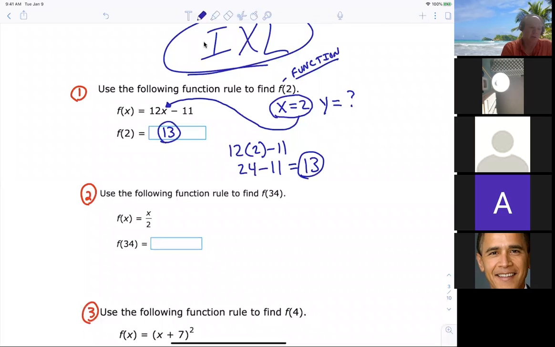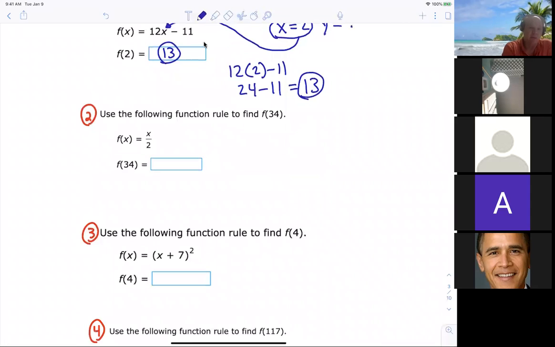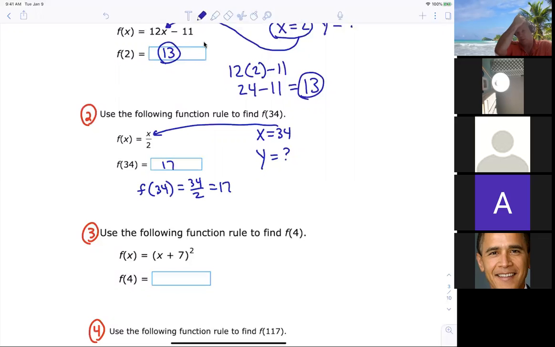So the next one on this, I want everybody underneath it to put X equals 34, Y equals question mark. That's what you're searching. So that means to plug 34 in for X. So 34 divided by 2. That's 17. That's exactly right. So we have F of 34 equals 34 divided by 2, which is 17. And you type that into IXL. Again, it's very, very, very easy.